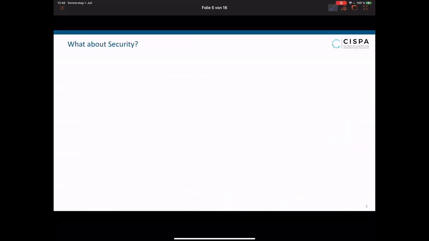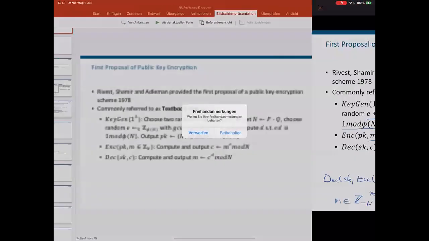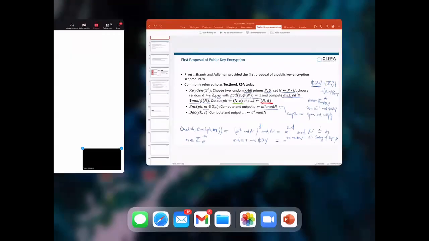What we're going to talk about next time is, of course, the security of this first of the public key encryption schemes and all the problems that it has, right? Why it's not really secure, why it's not really an encryption scheme. But all right, good. Let's leave it with that for now.